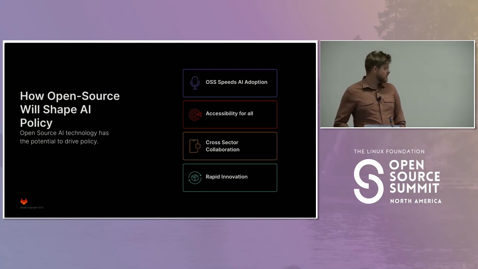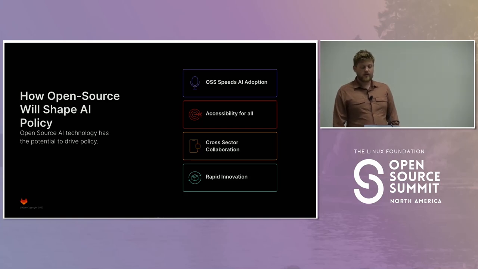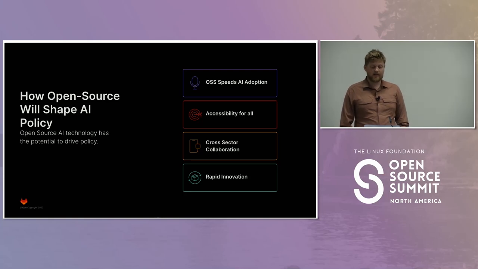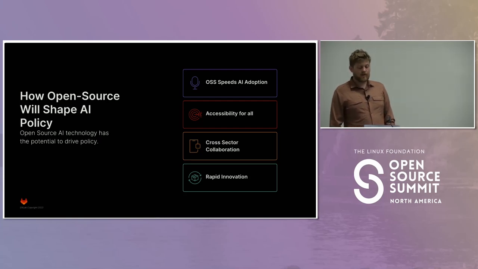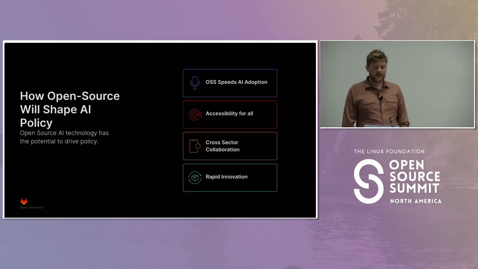Collaboration. The collaborative nature of open source development can encourage cross-sector collaboration and knowledge sharing, which can lead to better policy outcomes and force policymakers to work with open source companies rather than large existing tech behemoths. Innovation. Open source can drive innovation by providing a platform for experimentation and iteration. This can lead to the development of new innovative approaches to policy changes related to these technologies.